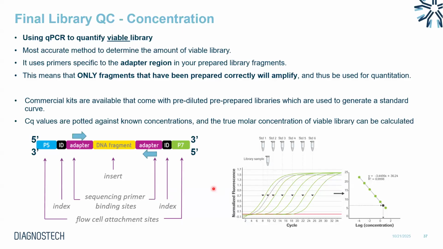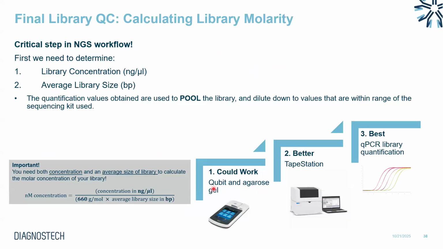And the reason we need our sizing and concentration to be accurate is in order for us to calculate our library molarity. So it's really important that we size our libraries properly and that we have the correct concentration, because we need both the concentration and the size of the library to calculate the molarity, or the molar concentration, of the library. And this is critical in NGS as it ensures that there's an even read depth across the pooled samples. It prevents overloading or underloading of the sequencer.